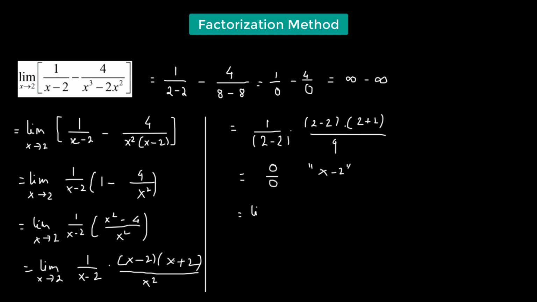So let's get rid of that, and that gives us x going to 2. So we have x minus 2, and this x minus 2 will get cancelled out with the x minus 2. So we are left with x plus 2 in the numerator divided by x squared in the denominator. So now we are going to substitute the value of x. So we have 4 over 4, which is equal to 1. So this is going to be the limiting value of the given function when x approaches 2.